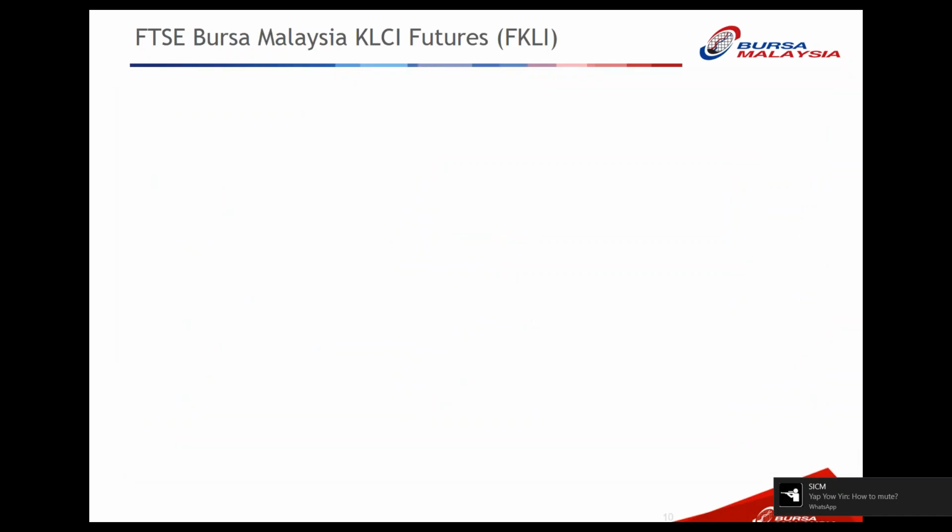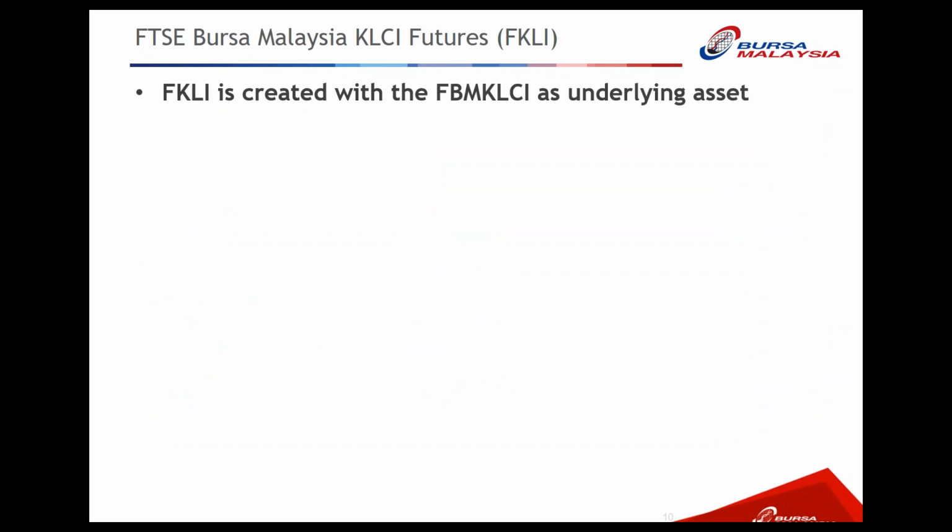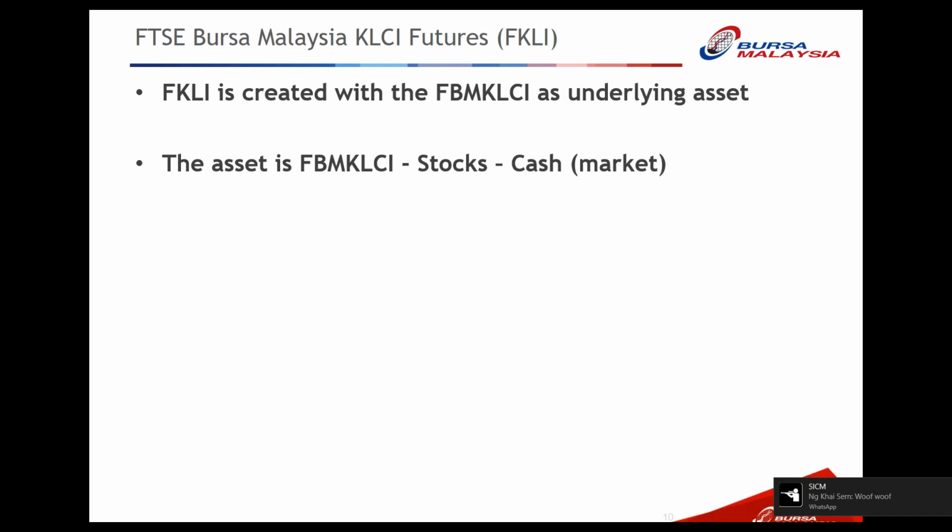The FKLI is created with the FBM KLCI, the cash index, as the underlying asset. What this means is that the FBM KLCI, which we usually call the stock market, we sometimes refer to as the cash market, because with futures you are trading futures, but the cash market or stock market is something like a tangible cash market. That's why we usually refer to it as the cash or stock market.